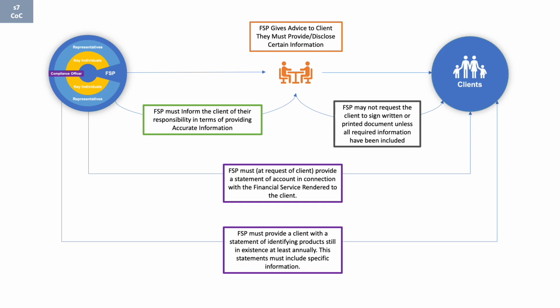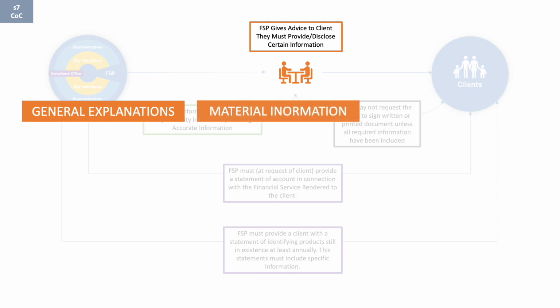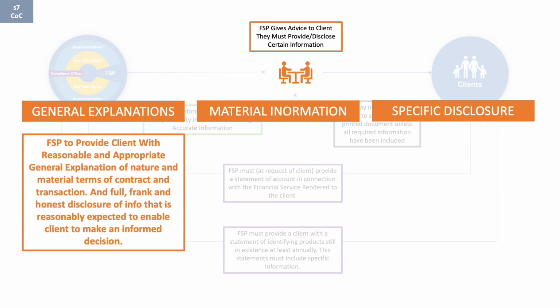Let's start with, when the FSP gives advice to the client, they must provide certain information relating to the rendering of the financial service. We can divide this information into 3 categories. 1. General explanations. 2. Material information. 3. Specific disclosure.